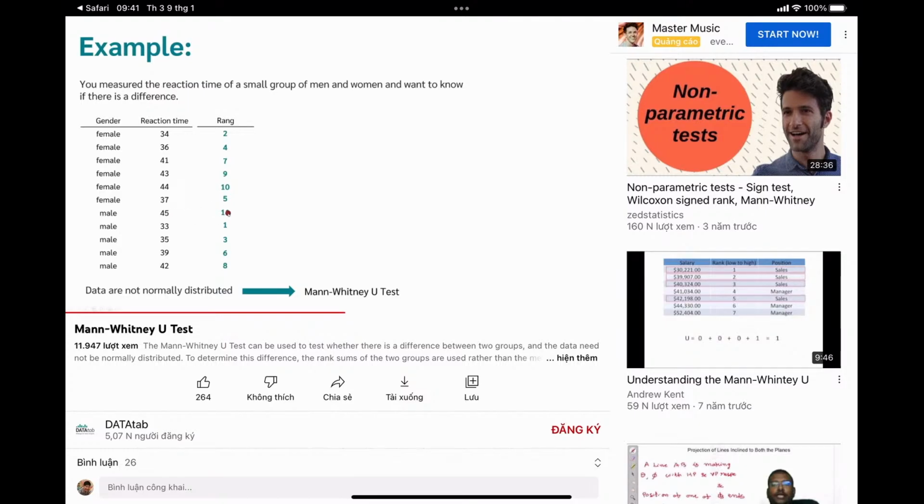Now we have defined all the ranks, and we can just add up all the ranks of women and all the ranks of men. The rank sum is abbreviated with T, and we get T1 for women with 2 plus 4 plus 7 plus 9 plus 10 plus 5, which gives 37. We can do the same for the male group now. Here we get 11 plus 1 plus 3 plus 6 plus 8, which makes 29.